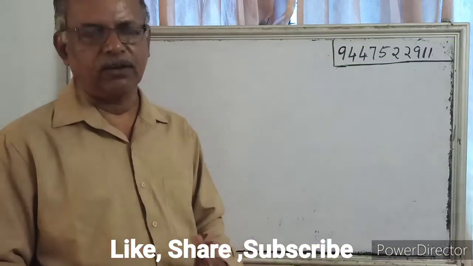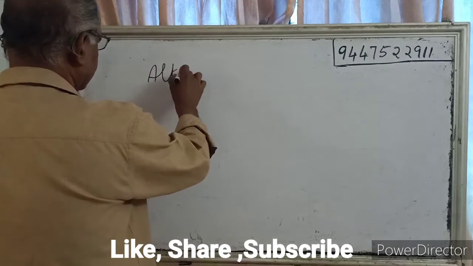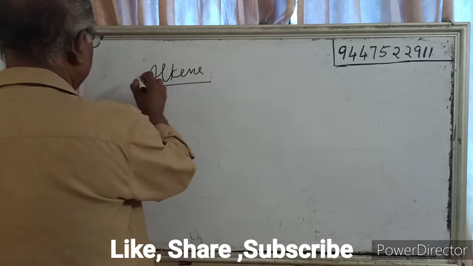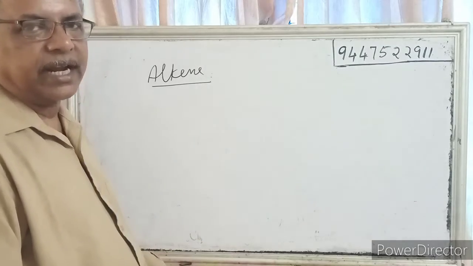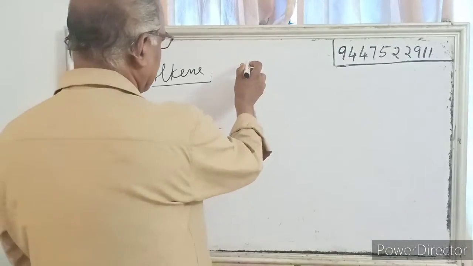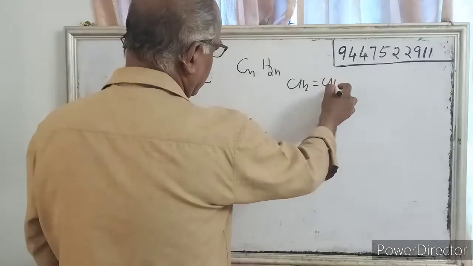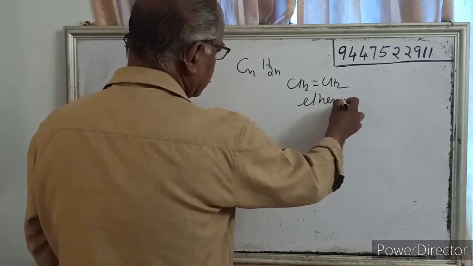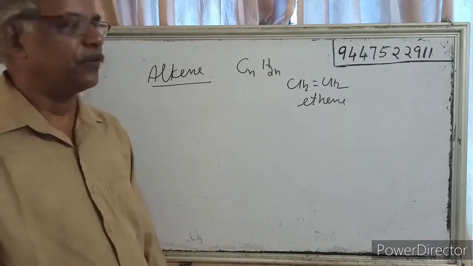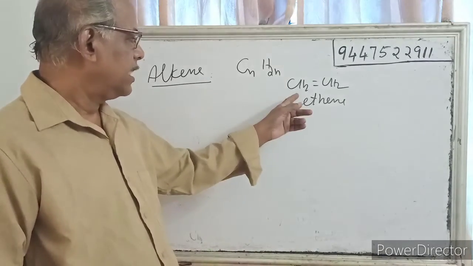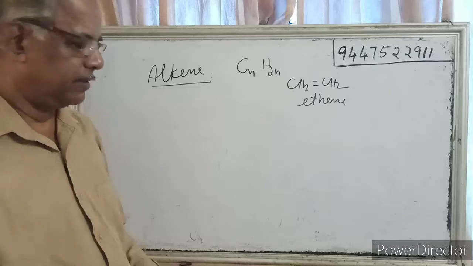The next method of preparation of alkyl halide is from alkene. Do you know what alkenes are? Alkenes are unsaturated hydrocarbons having the general formula CnH2n. Example: CH2=CH2, ethene or ethylene.